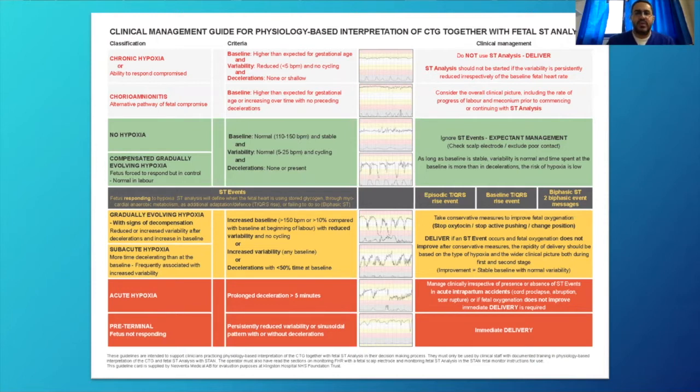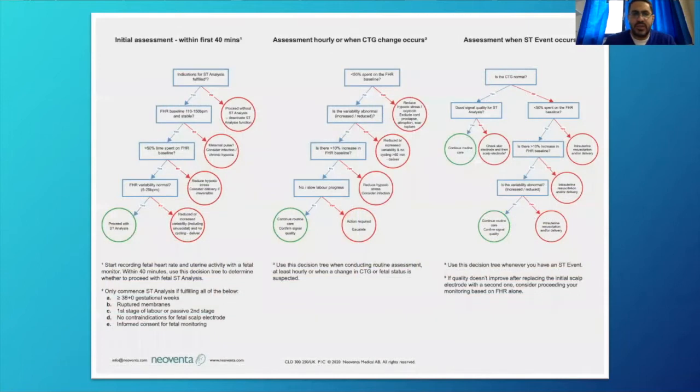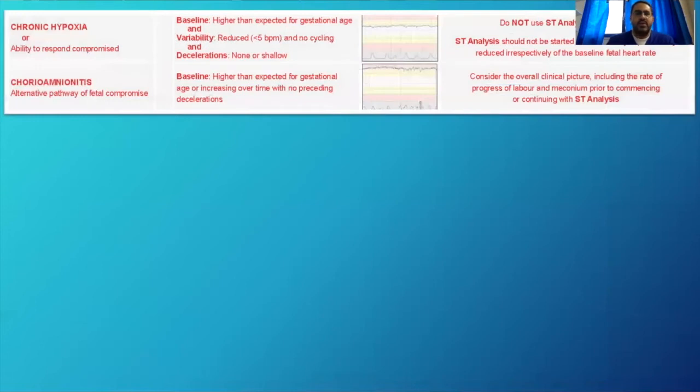So this is the classification table. And obviously you would have also seen the Fosnac-Frugal trees that we use in association with STAN. Let's start by breaking it down. So there are four main categories in the table. The first one is the chronic hypoxia / chorioamnionitis.